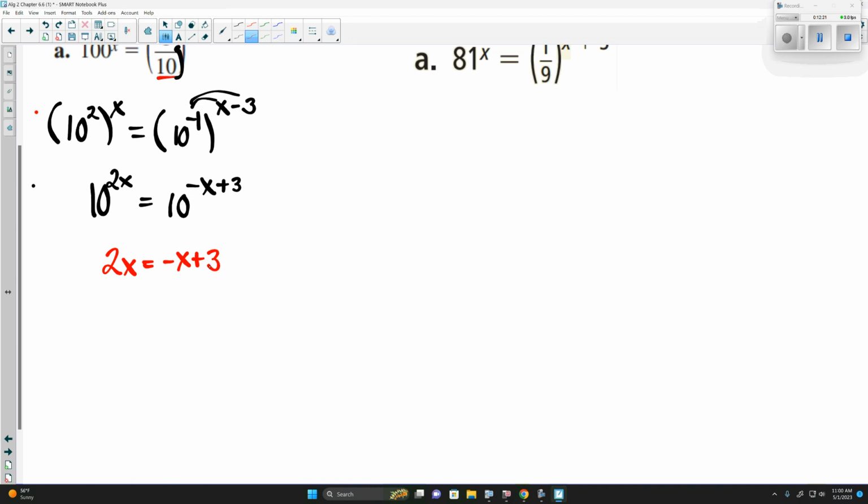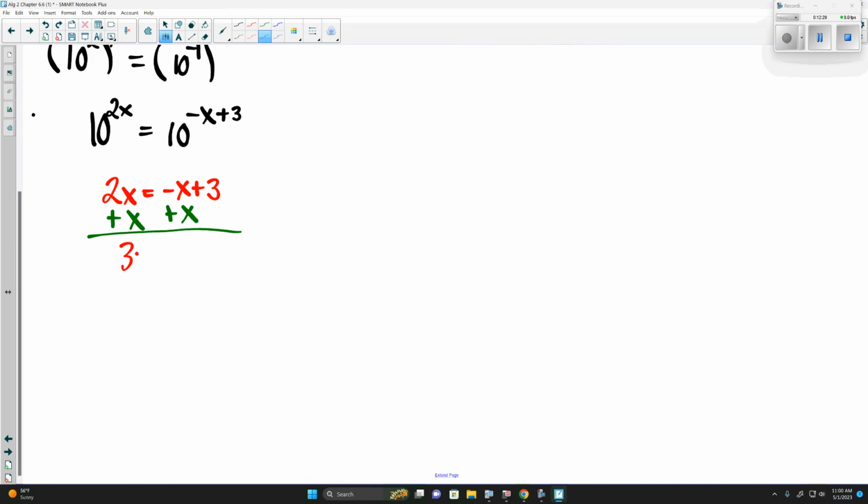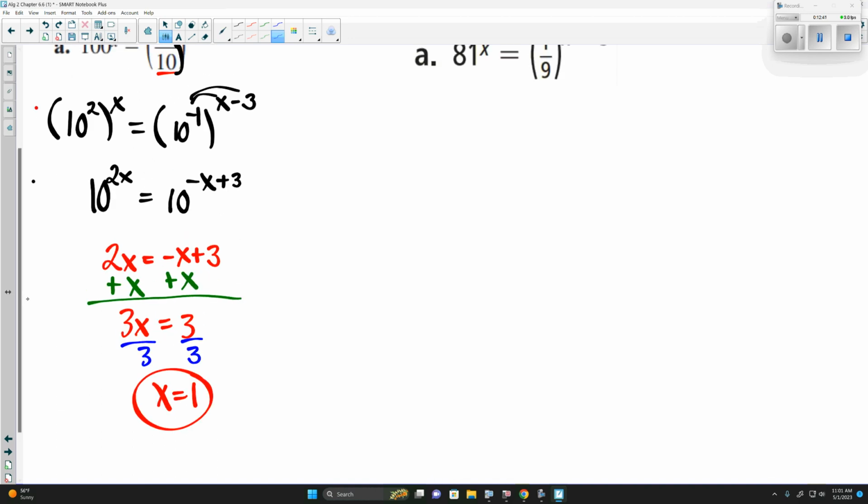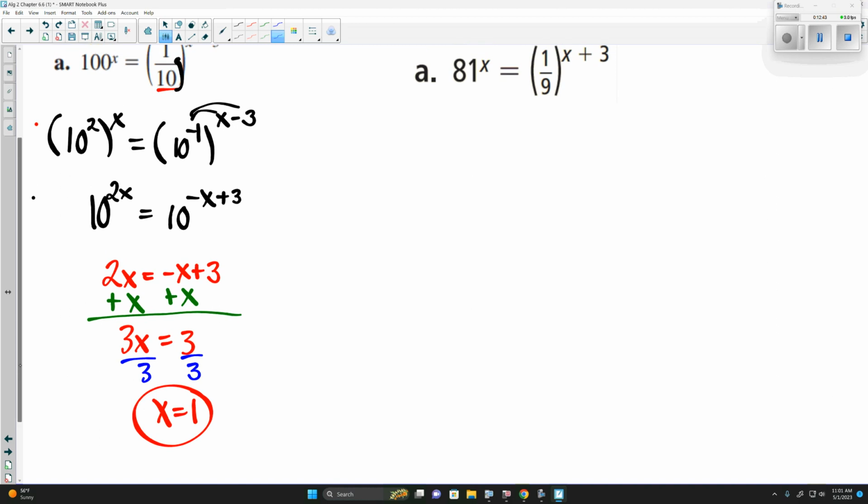Now, at this point here, we can solve for the value of x. And the first thing we can do is add x to both sides, telling us 3x is equal to 3. And last but not least, we can divide both sides by 3, telling us x is equal to 1. Any questions on this here? Any questions over anything we've done so far? Are we ready for the next one?